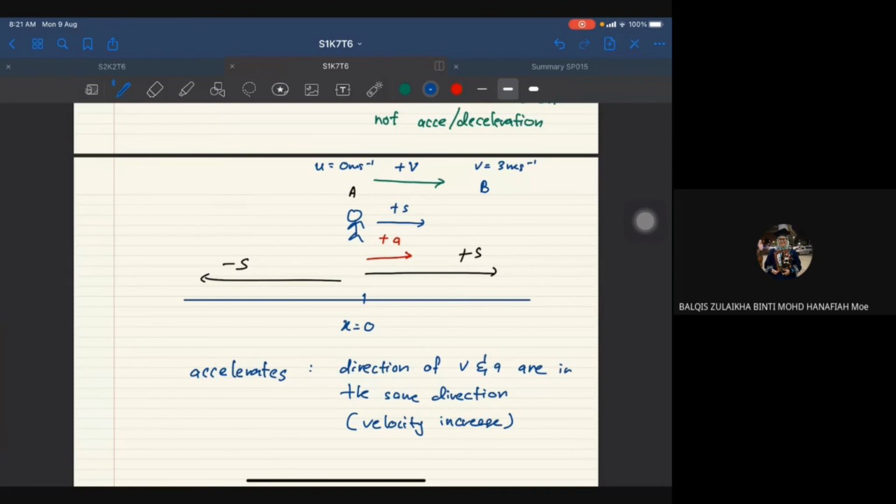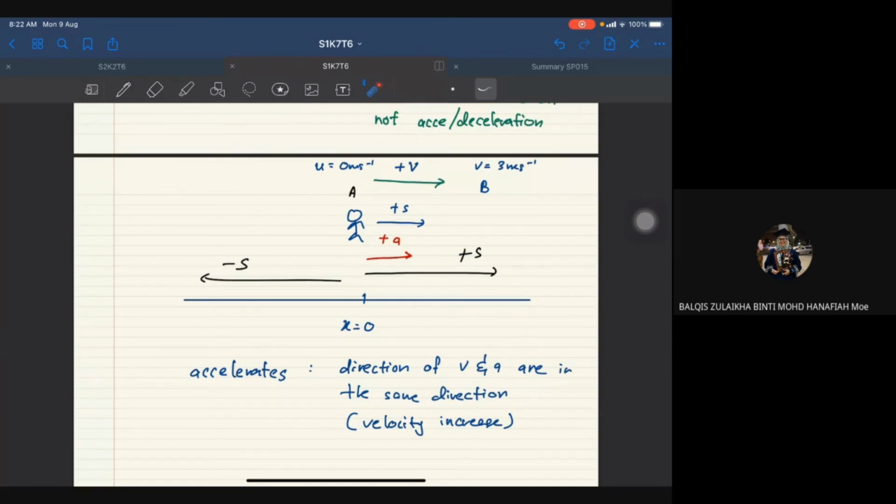Okay, ada dua case. Sorry, ada dua indicator that this object accelerates. One, the velocity increase. That one is the key thing. It starts from 0 and goes up to 3. And the other one is the direction of V and A in the same direction. You can see from the diagram here. V and A in the same direction. That means this object accelerates.